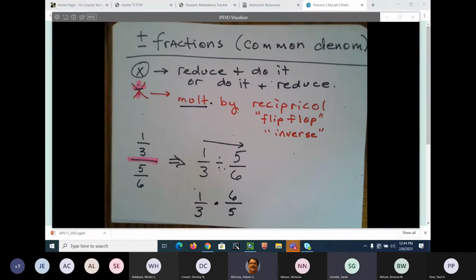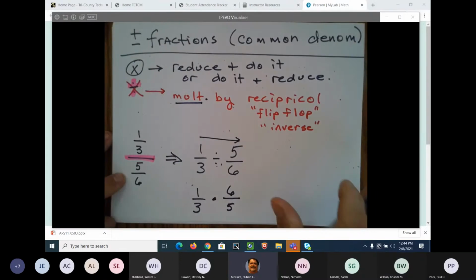So here, there's two ways to do this problem. There's two ways to do a multiply fractions problem.